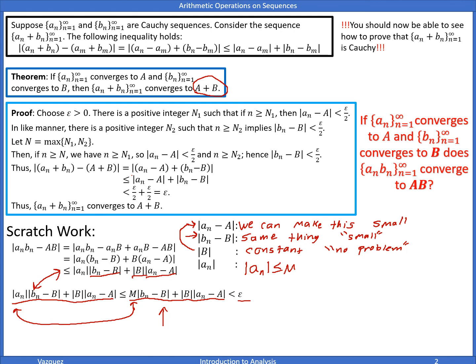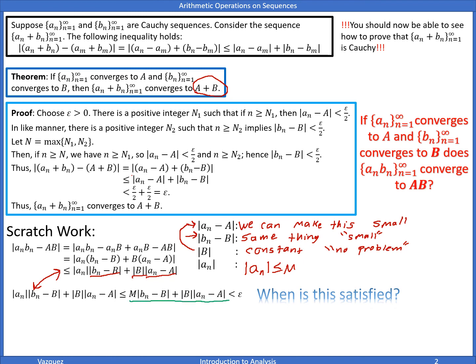Again, here comes something a bit clever. When is this satisfied? When is this, I'm going to underline it in green, less than epsilon? It's less than epsilon when the distance b_n minus b is less than epsilon over M plus |b|, and a_n minus a is also less than epsilon over M plus |b|.